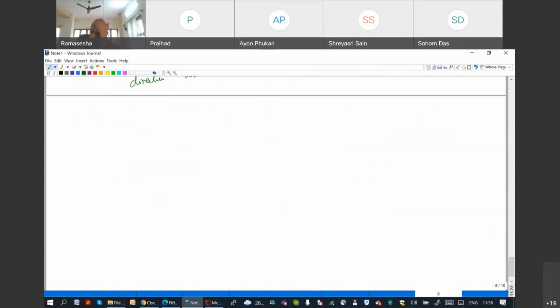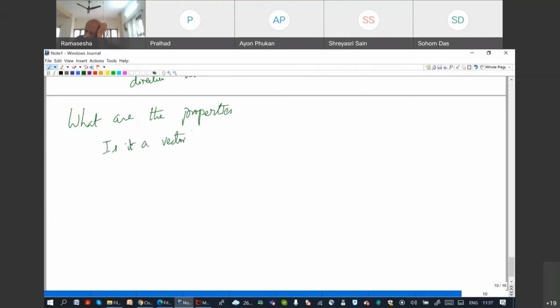So now what are the properties of grad f? Okay, just because it is looking like a vector, does it mean it is a vector? So the question is, is it a vector? So what defines a vector? Magnitude and direction, and it should not depend upon the coordinate system, independent of coordinate system.